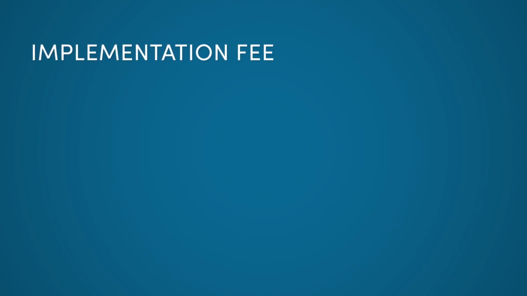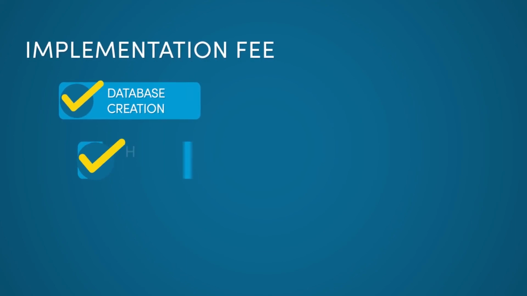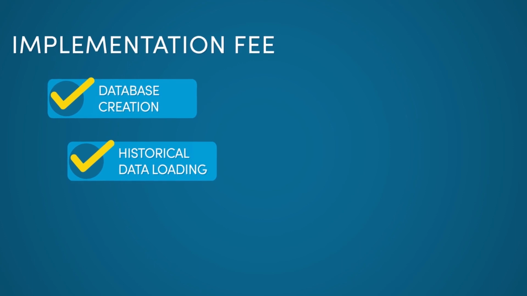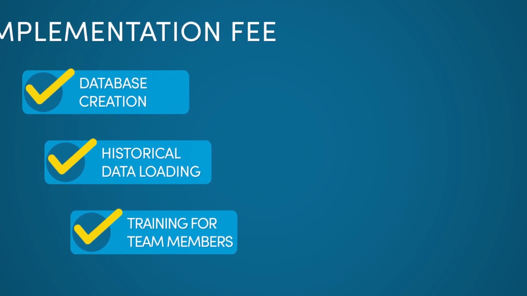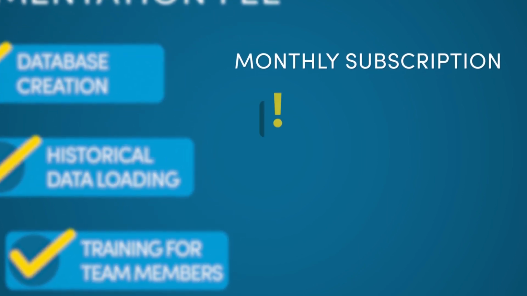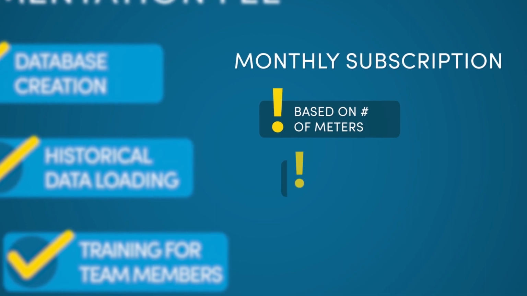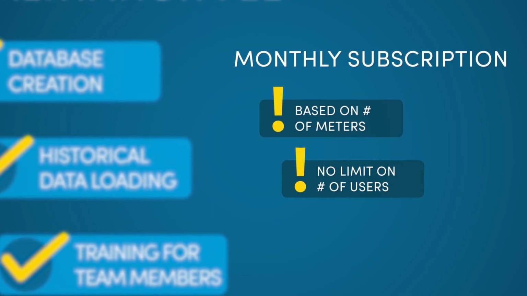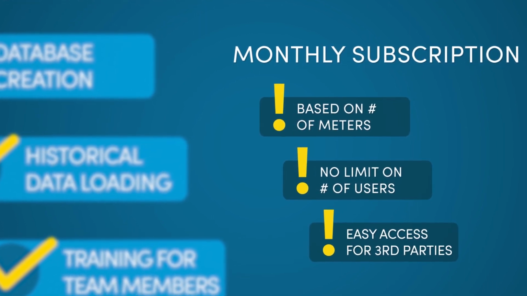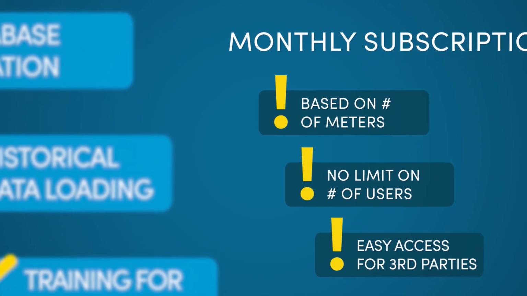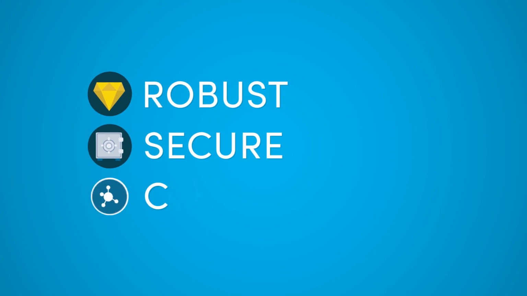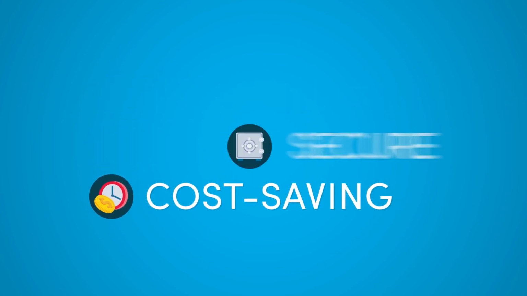Your ProTrend implementation fee includes database creation, the loading of historical calibrations and analysis, as well as training for your team members. Your monthly subscription is based on the number of meters, so there is no limit to the number of users you can set up, and your third-party companies can be granted easy access to your database. ProTrend is the robust, secure, and cost-saving solution that your operation needs.